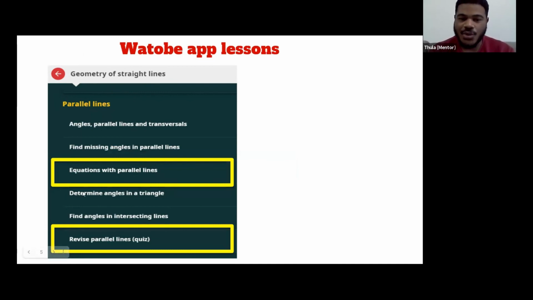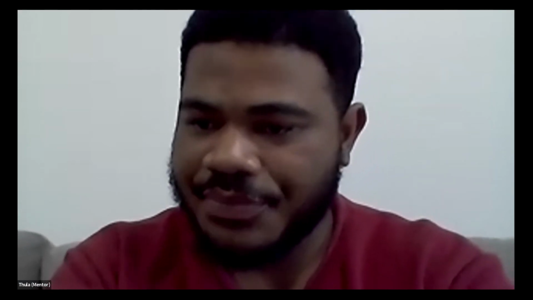So make sure that you go in there and do the quizzes and the lessons. In addition to that, also do the revise parallel lines quiz. If you open a topic, for example parallel lines, and there's a quiz under there, make sure you always do it to make sure you understand. And if you do badly, you can always go back to it again and again to see if you are improving on your knowledge. So I think that's it.